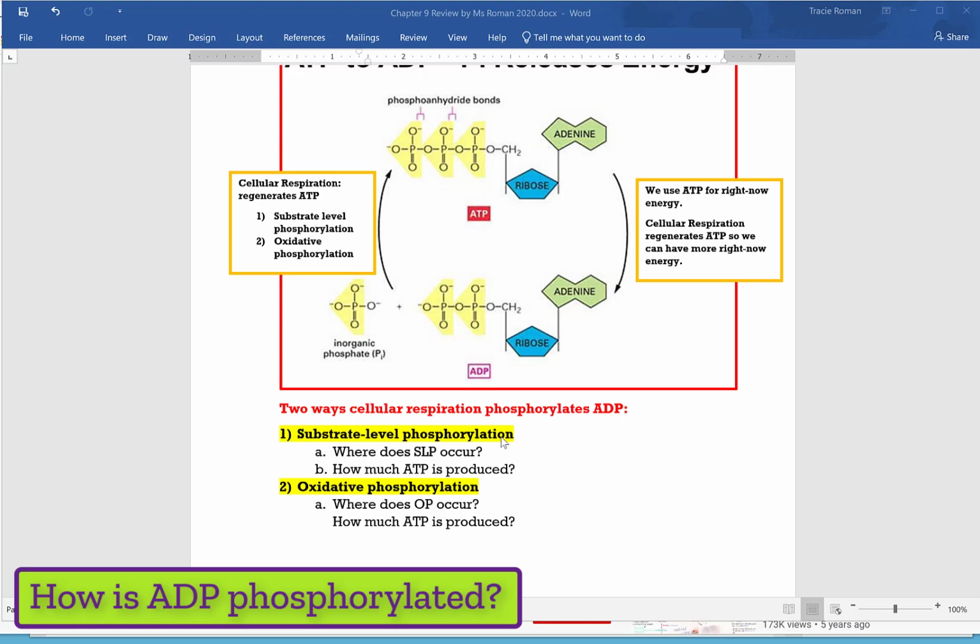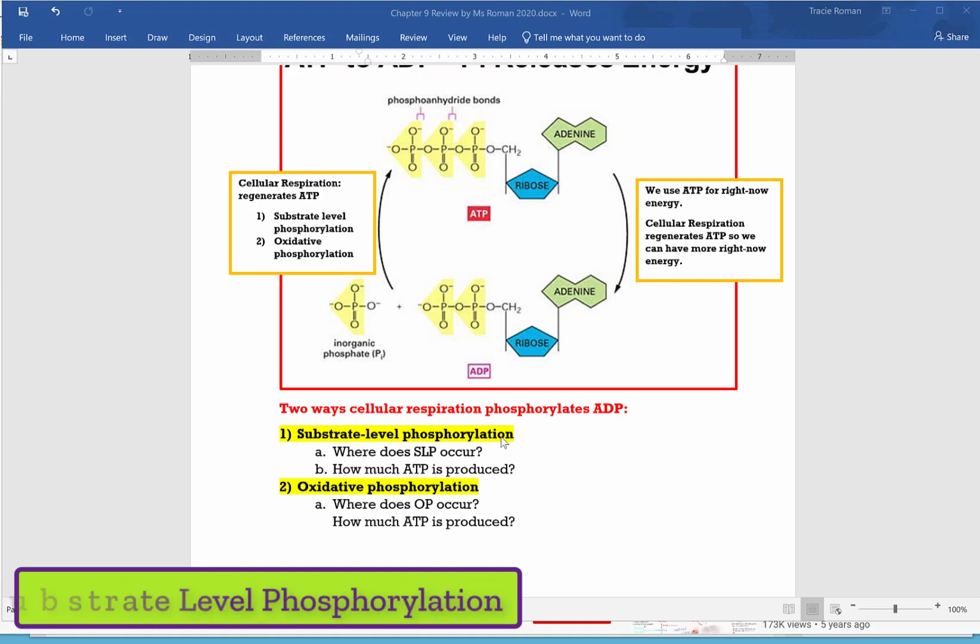So substrate level phosphorylation takes place during glycolysis and during the citric acid cycle. And oxidative phosphorylation takes place during the last stage of cellular respiration, and depending on the textbook you're using, the textbook might call this last stage oxidative phosphorylation. Sometimes it's called just the electron transport chain, but the more advanced classes that you take, they're going to call it oxidative phosphorylation.